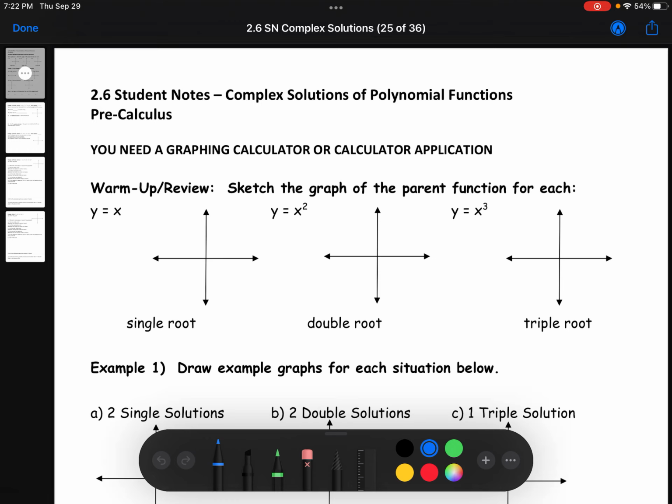Before we do this, you will need a calculator or a calculator app. The calculator app on your Chromebook is fine. Desmos calculator on any device that connects to the internet is fine.